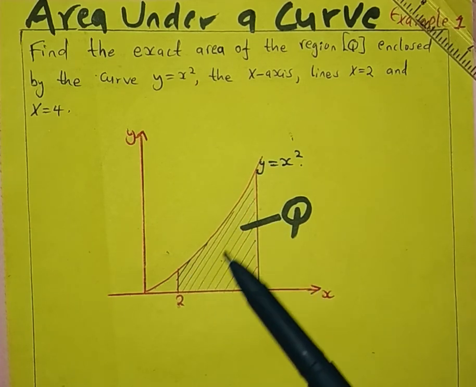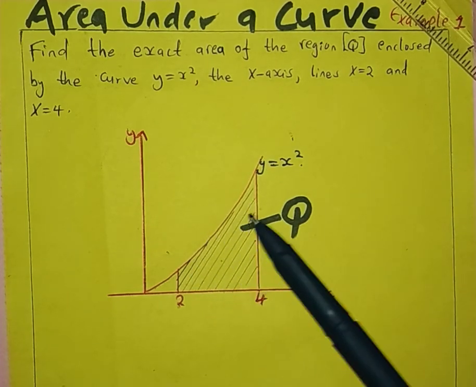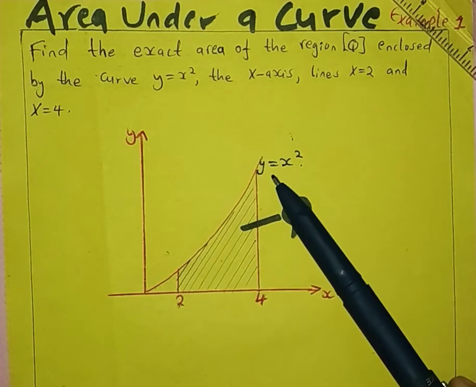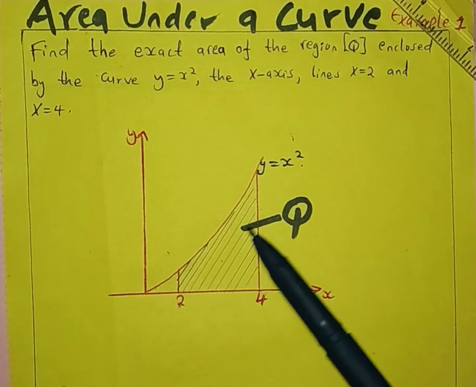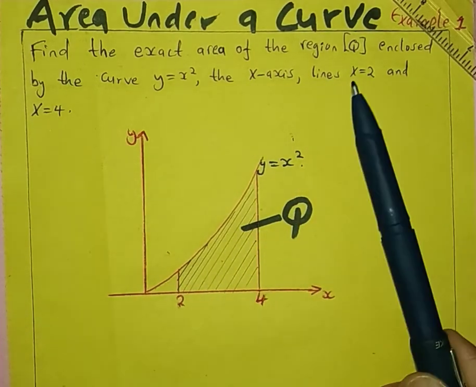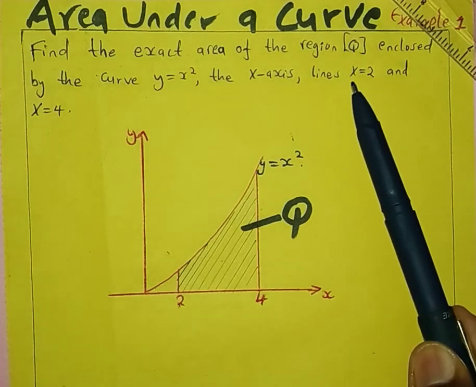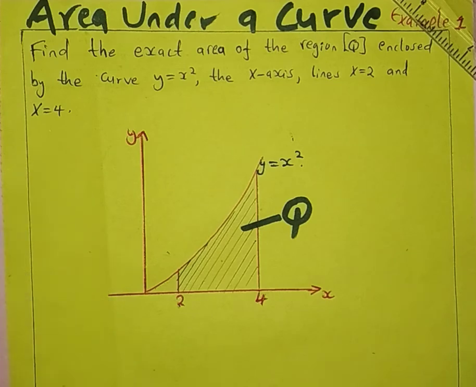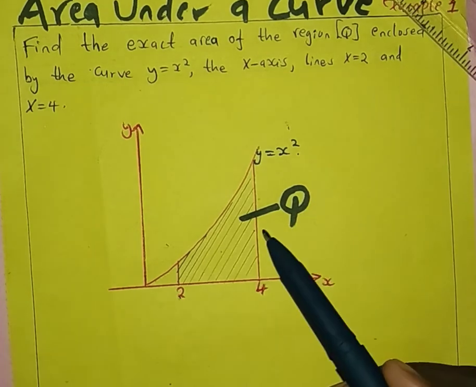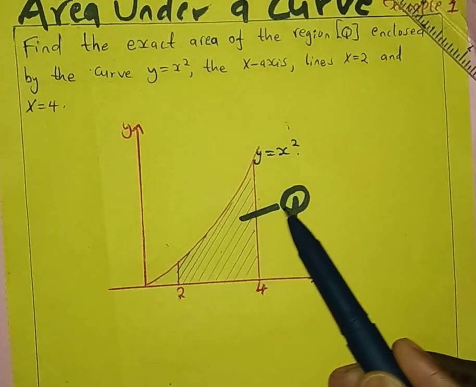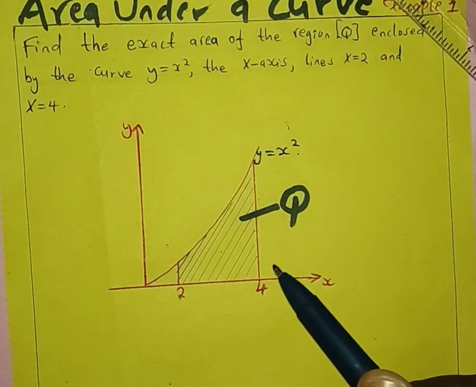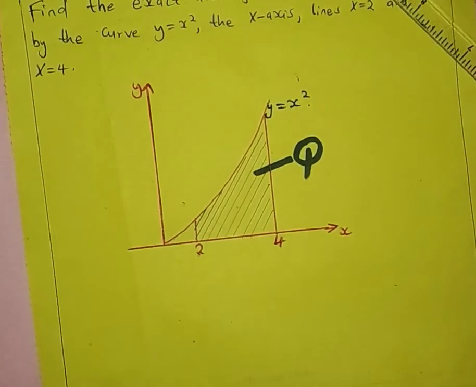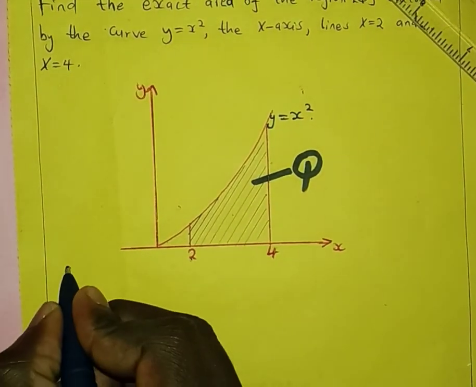The region is shaded. So we want to find the area under this curve y equals x squared, the shaded region Q. Now, in our case, lines x equals 2 and x equals 4 are our lower and upper limits respectively. To find the area marked Q, we are going to use the integration method. So, solution.